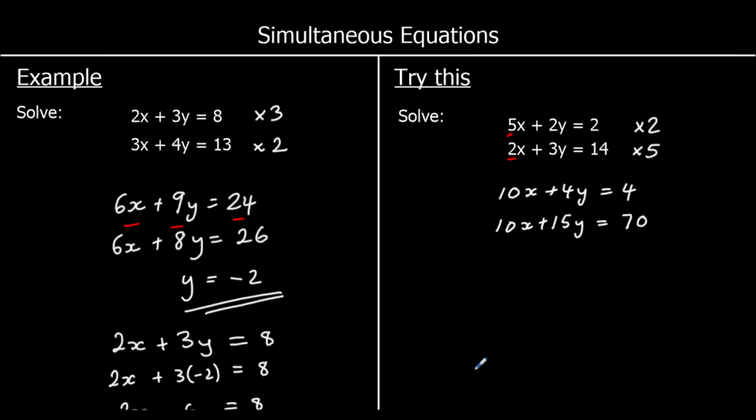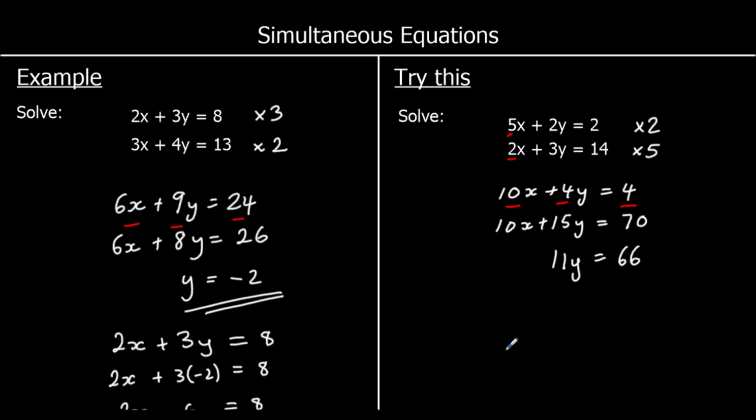I can see that I've got bigger numbers on the bottom, so I could either rewrite this with the equation on the bottom above the one on the top, or I can just say I'm going to do the bottom equation, take away the top one. So 10x take away 10x is nothing. 15y take away 4y is 11y. And 70 take away 4 is 66.